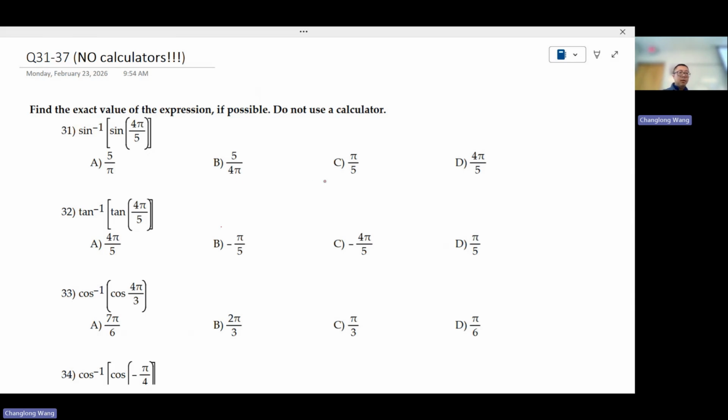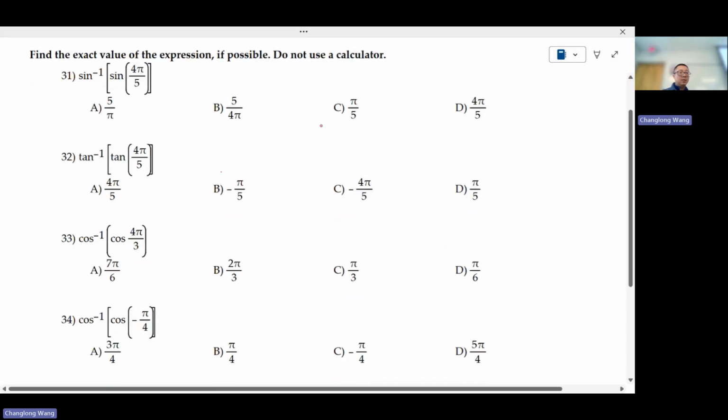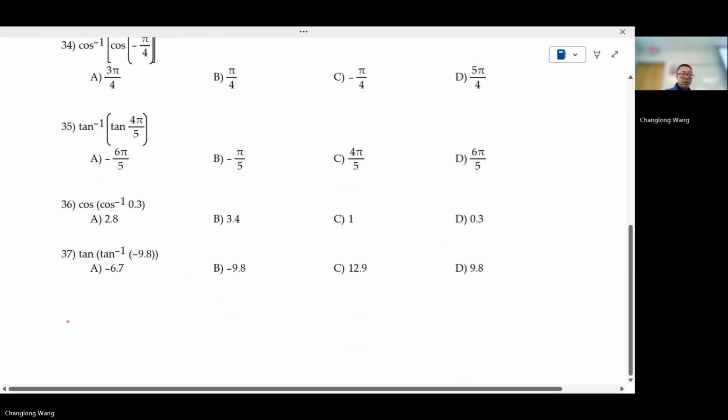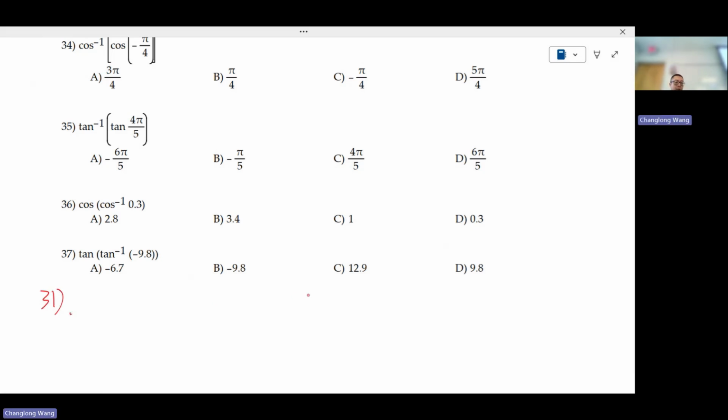But let me do 31. I think that I did that before, maybe not necessarily with the same angle, 4 pi over 5. But I think I did something very similar. Hopefully, it'll help you to recall what we did with the terminal side and a reference angle kind of thing. Then I'll show you maybe a slightly different way, just in case you might be open to different methods and you might like one over the other.